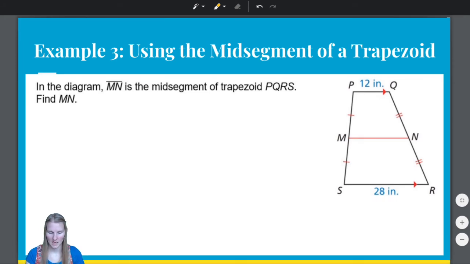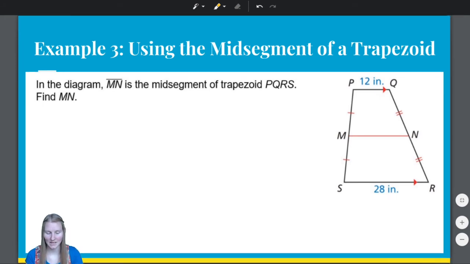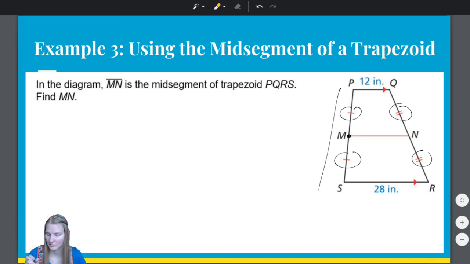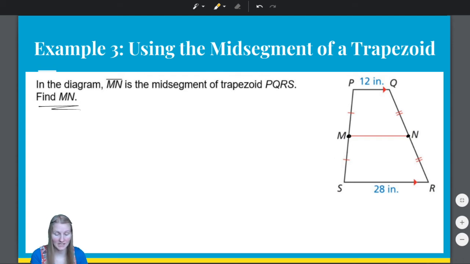So, in the diagram, segment MN is the midsegment of trapezoid PQRS. They tell us that it's the midsegment by putting these congruent marks here. That means that M is the midpoint of PS and N is the midpoint of QR. So MN is the midsegment and we want to find MN.